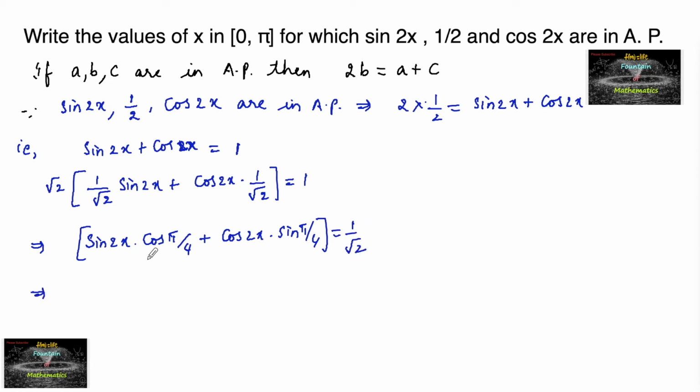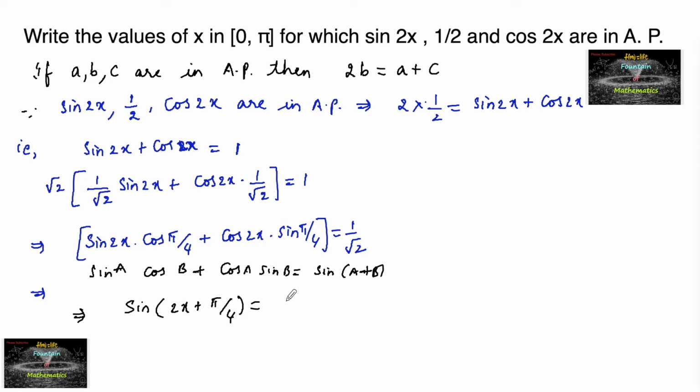It is in the form of sin a cos b plus cos a sin b, which is equal to sin of a plus b. Here a equals 2x and b equals pi by 4. So let us write this, which implies sin of 2x plus pi by 4 equals 1 upon root 2. In the principal range of sin, that is minus pi by 2 to plus pi by 2, we can take sin pi by 4 for 1 by root 2.